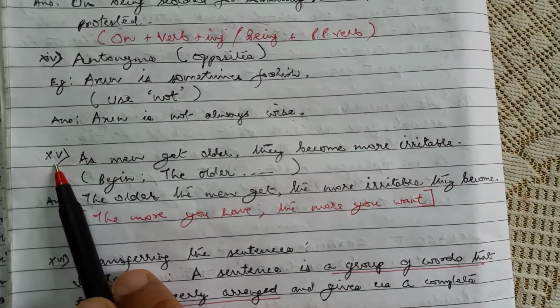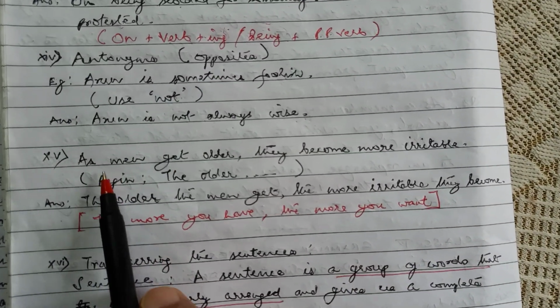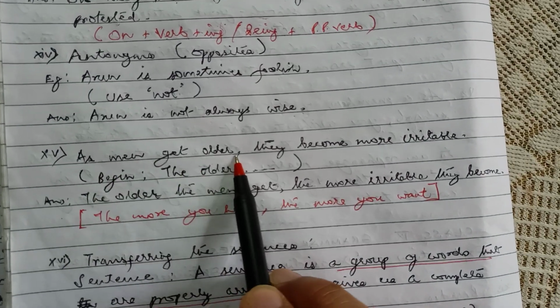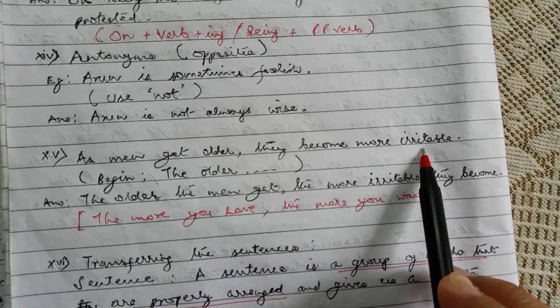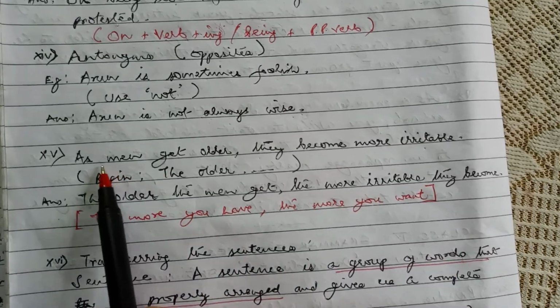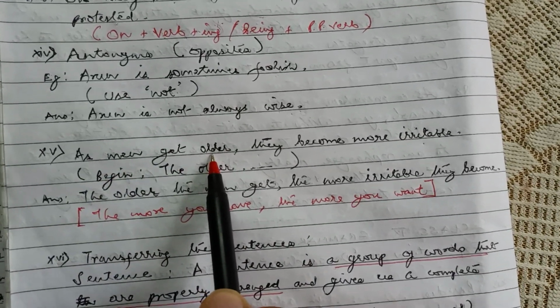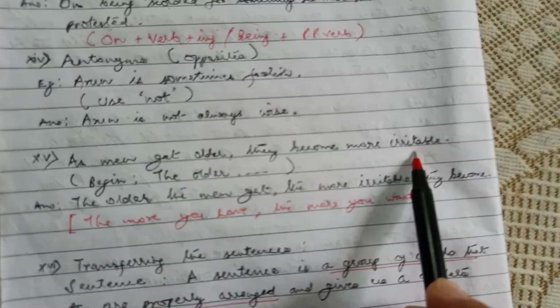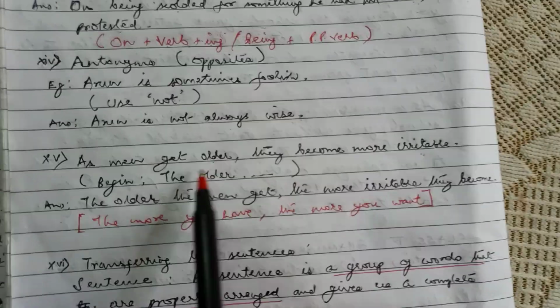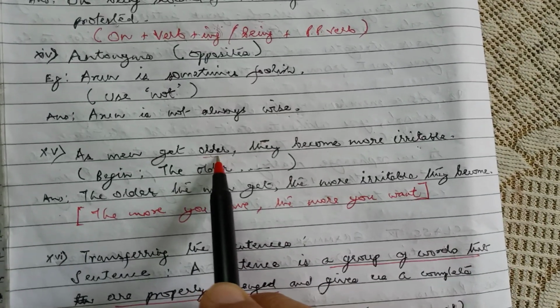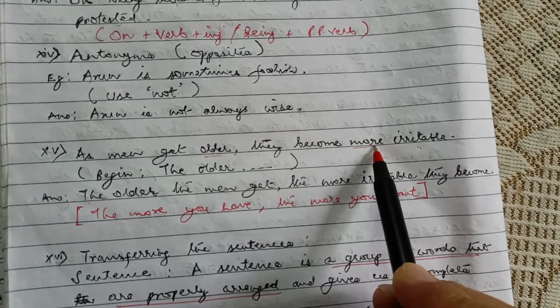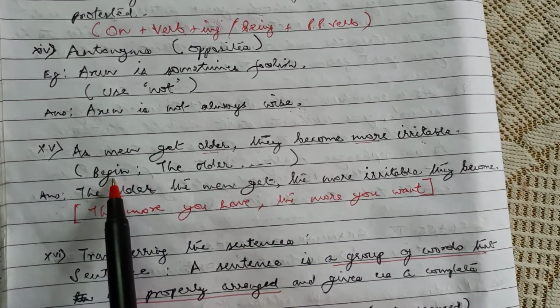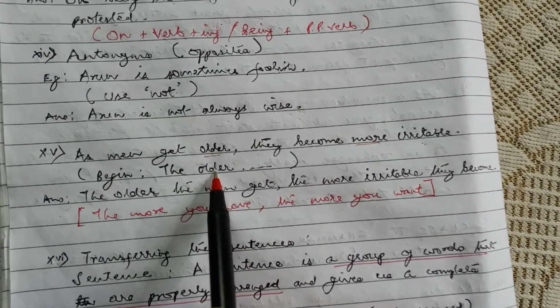Now move on to the next, number 15. As men get older, they become more irritable. Look here. As men get older, they become more irritable. So here two comparatives are used: older, more. And your instruction is telling you, begin with the older.